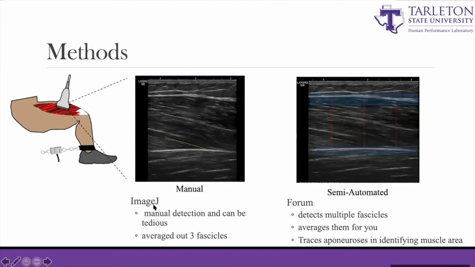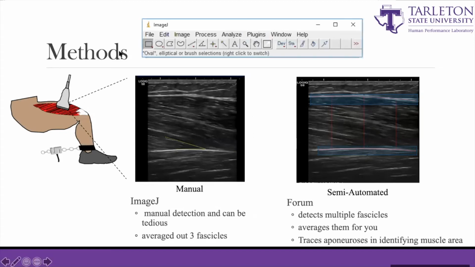So for our Image J, this is a one at a time manual detection, which can be very tedious. We average out 3 fascicles that we use for our overall pronation angle of that muscle. And so you can see here's the little toolbar for Image J. To do each pronation angle, we have to use this angular measurement tool to measure every angle, at least 3 of them, so we can average it out to see what we think the average pronation angle is.